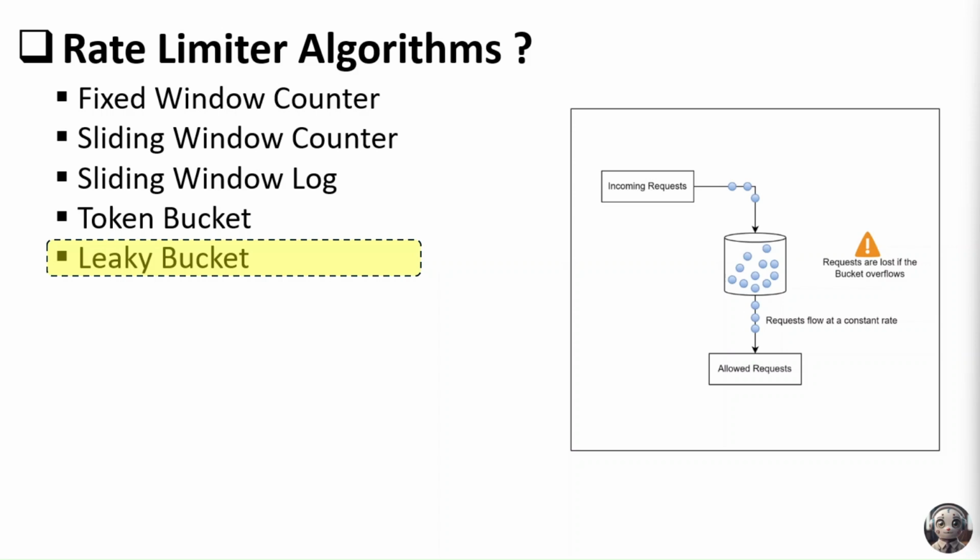The algorithm prevents sudden spikes in traffic from overwhelming the system by processing requests at a steady rate. It's easy to understand and implement, and it provides predictable behavior, making it suitable for many real-time systems.